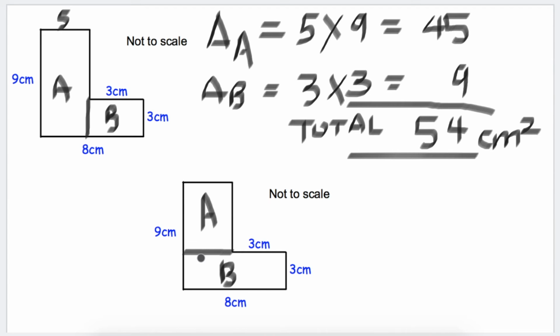With the other rectangle, we actually have to figure out the length and the width. The length in this case is going to be simply 8 centimeters minus 3 equals 5 centimeters. The width of rectangle A is going to be simply 9 centimeters minus 3 centimeters, and that's equal to 6 centimeters. If you do the calculation with these measurements, you'll still get the same answer of 54.